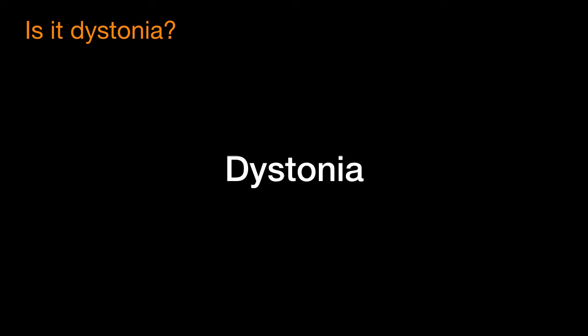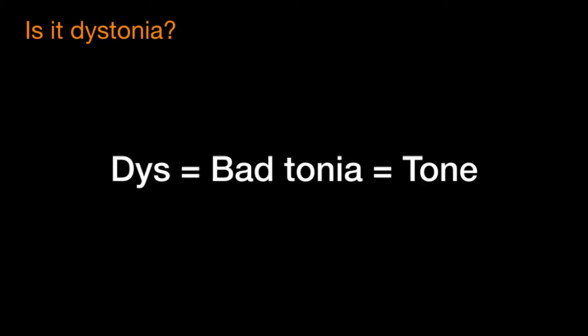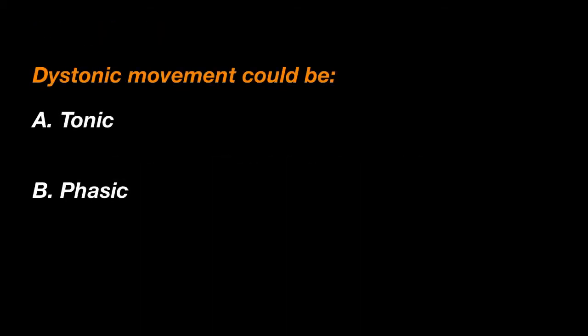So what's dystonia? The term comes from dys, meaning bad, plus tonia, meaning posture. Dystonic movement takes two forms, tonic and phasic. Tonic is bad postures, like spasticity. But it could be phasic, and in this case, look like chorea, tremor, or myoclonus.